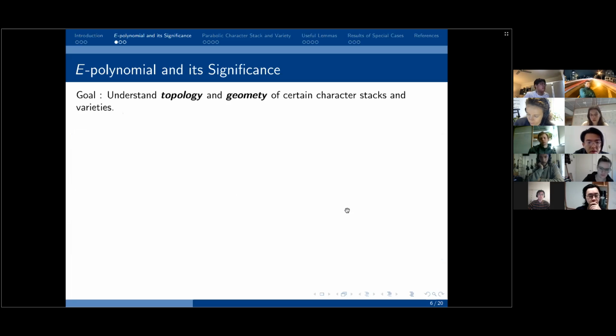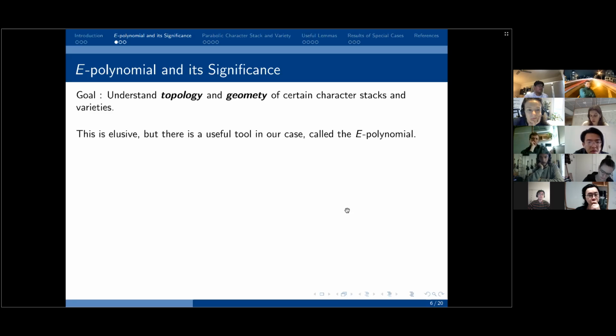My goal in this talk is to understand some topology and geometry of certain character stacks and varieties. But this is an elusive problem, and there is a useful tool in our case, which is called the E-polynomial. Moreover, this E-polynomial is essential for studying other varieties, not only character stacks and character varieties. So I'll define this E-polynomial first, and in the next slide, I'll give some properties of it.